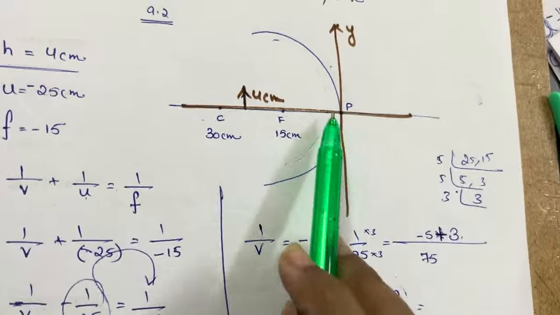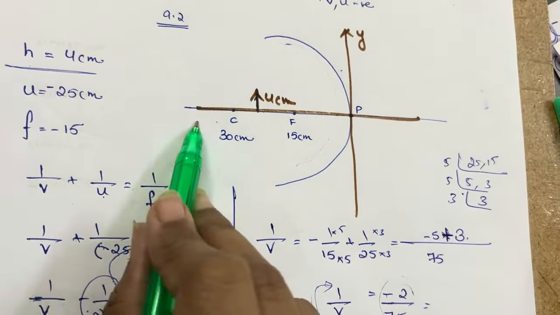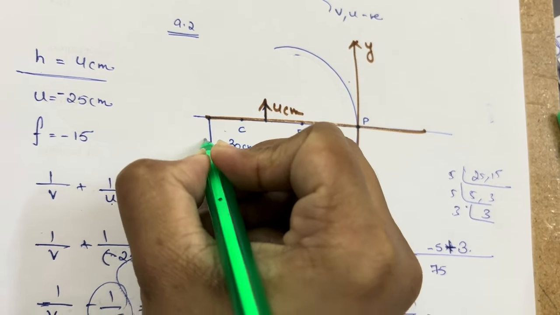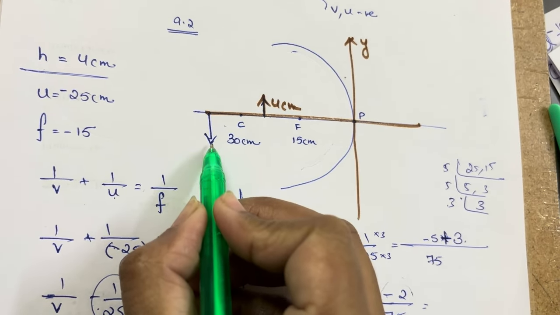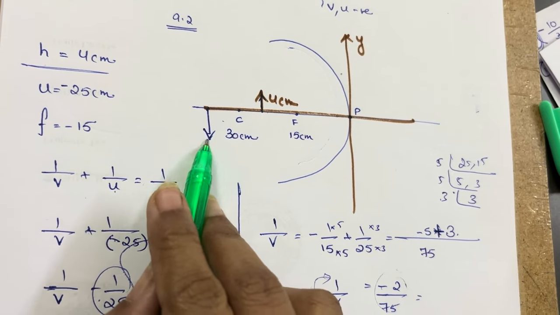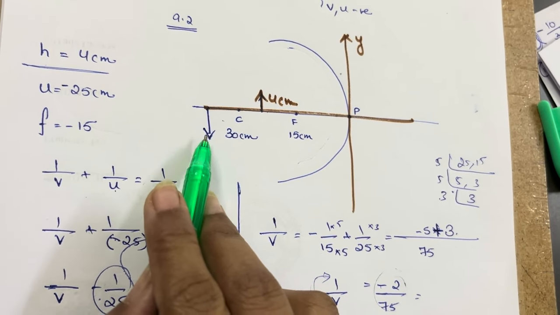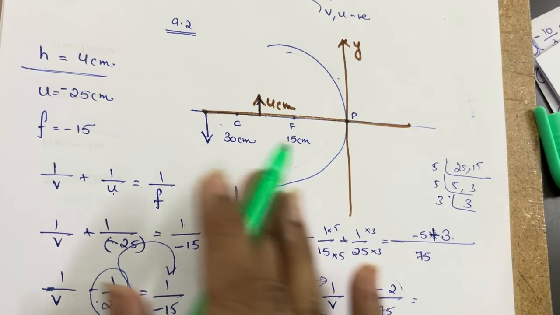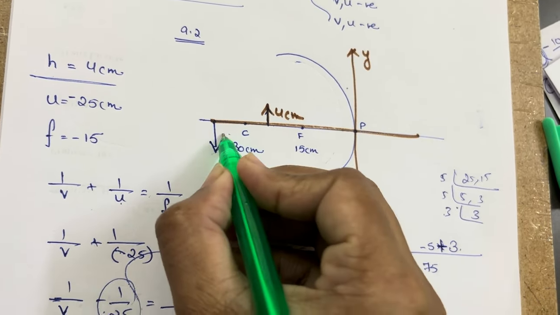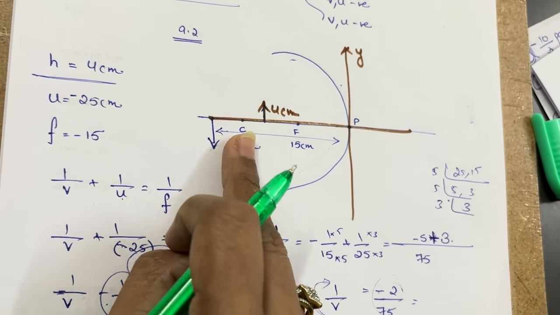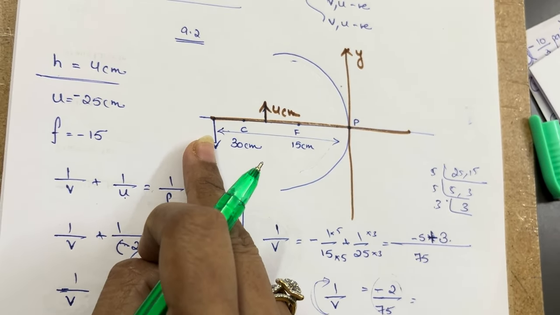So where is it formed? On this same side, after the center of curvature. Since we got a negative value, the image is formed in front of the mirror. The image is formed at negative 37.5, at a distance of 37.5 centimeters from the pole, after the center of curvature.